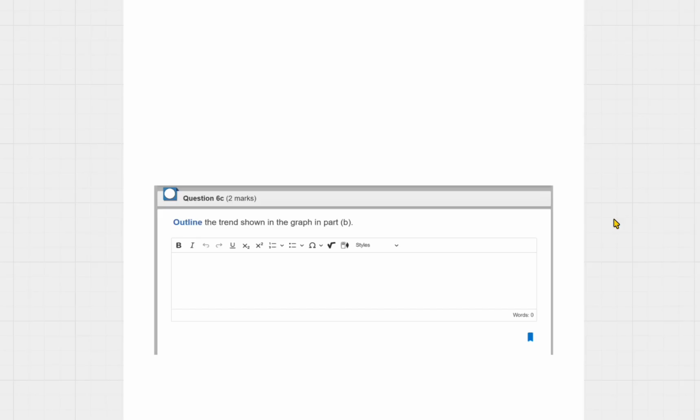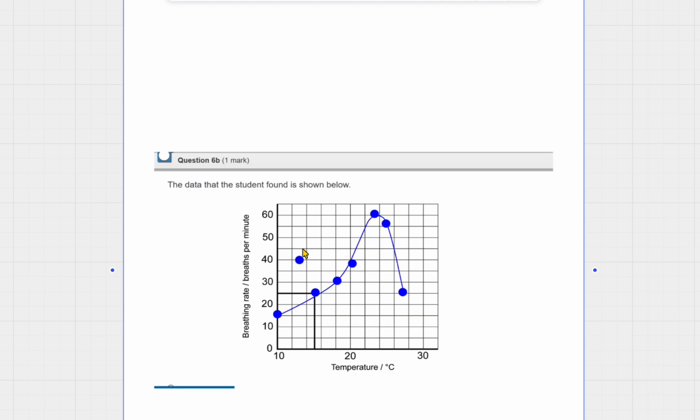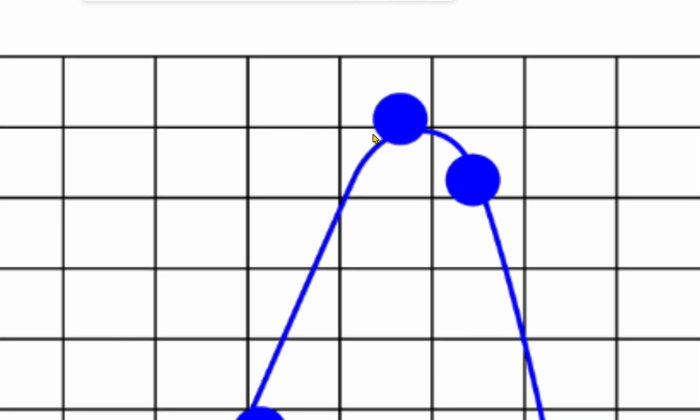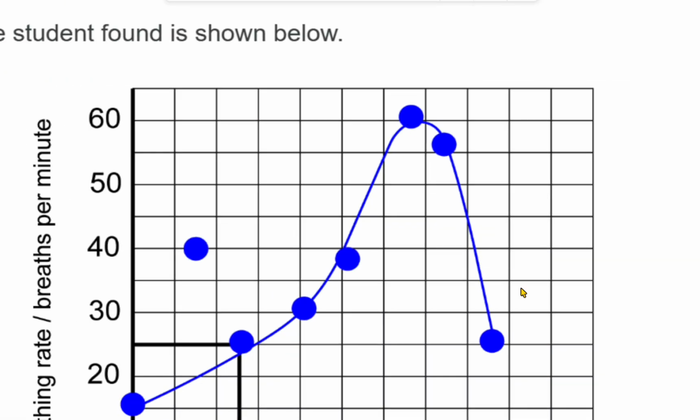Now let's solve question 6c, which is asking us to outline the trend shown in the graph in part B. If we look at the graph over here, we'll see that the trend is that the breathing rate increases until, let's say, 59 to 62 breaths per minute. If you zoom in and look closely, right around here we can take this as 62, I guess, but the point is not clear for us, so we can just take 60. It increases to a maximum of 60 breaths per minute, and then it begins to decrease.